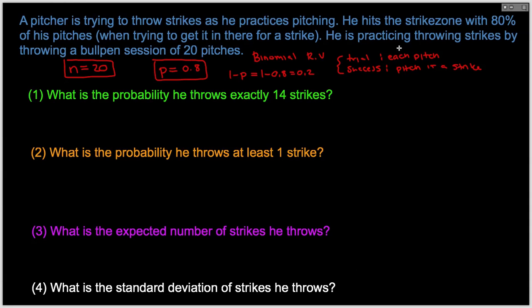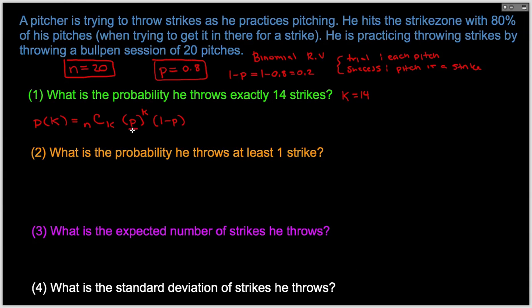So now that we're in good shape to start the problem, we can answer the question: what is the probability he throws exactly 14 strikes? There, you're looking for K, the number of successes, to equal 14. And we have this nifty formula here. The probability of K successes in a binomial random variable setting is equal to the number of trials, N, choose the number of successes, K, times the probability of a success in a given trial, taken to the number of successes you want, K, multiplied by 1 minus P, or the probability of a failure.